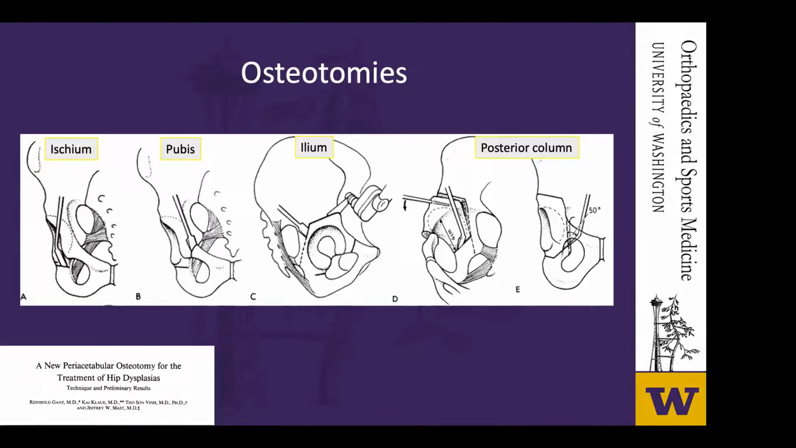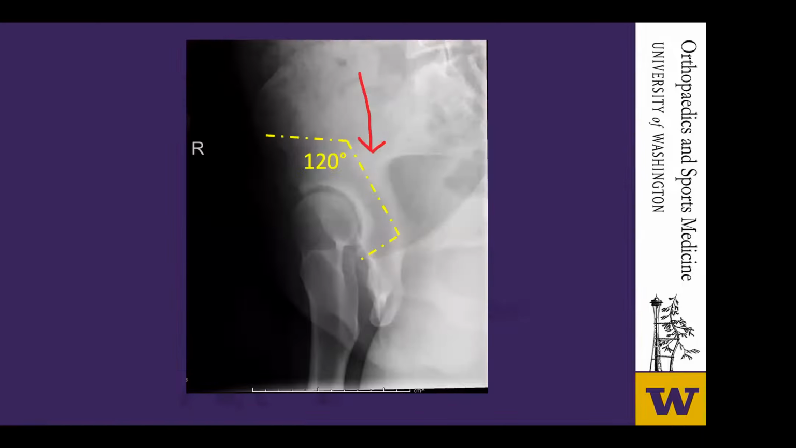The technical part of the procedure was initially described by Ganz and colleagues in 1988. He described osteotomies of the ischium, pubis, and ilium with subsequent reorientation of the acetabulum. Unique to this procedure and separating it from a triple osteotomy that is performed for patients with open triradiate cartilage is that the posterior column cut is incomplete. This allows for improved stability and faster bony healing.